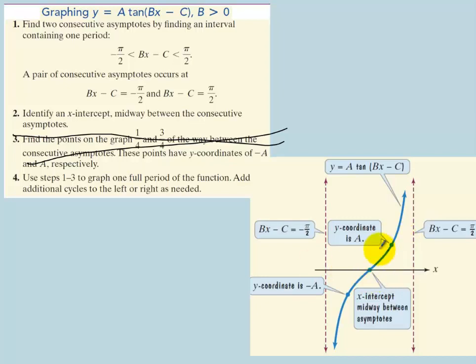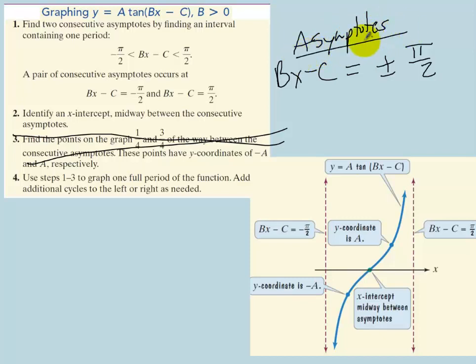So that's the basic idea when you're graphing these: you're going to be graphing 3 points and finding the asymptotes. To say that in steps, you want to find 2 consecutive asymptotes that form an interval. So basically you take the inside of the function, the bx minus c. You figure out the points where bx minus c equals negative pi over 2 and positive pi over 2. Another way to say that, bx minus c equals plus or minus pi over 2. So these are going to be your asymptotes. That's a key part, to actually find the asymptotes.